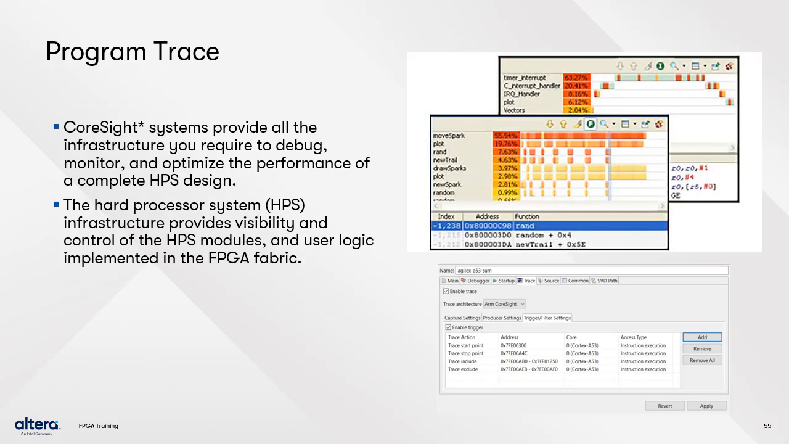CoreSight systems provide all the infrastructure you require to debug, monitor, and optimize the performance of a complete HPS design and user logic implemented in the FPGA fabric. The debug system design incorporates ARM CoreSight components. CoreSight technology addresses the requirement for a multi-core debug and trace solution with high bandwidth for whole systems beyond the processor core. Trace ATB connection to the FPGA fabric is provided to allow trace resources implemented within the fabric access to CoreSight trace infrastructure within the HPS.